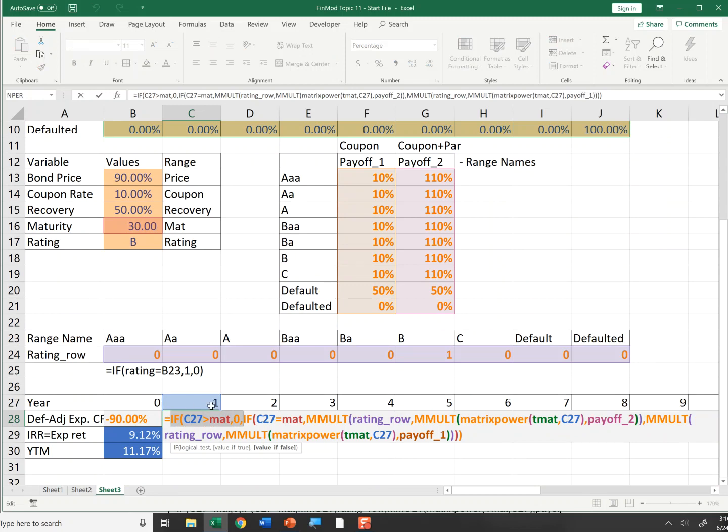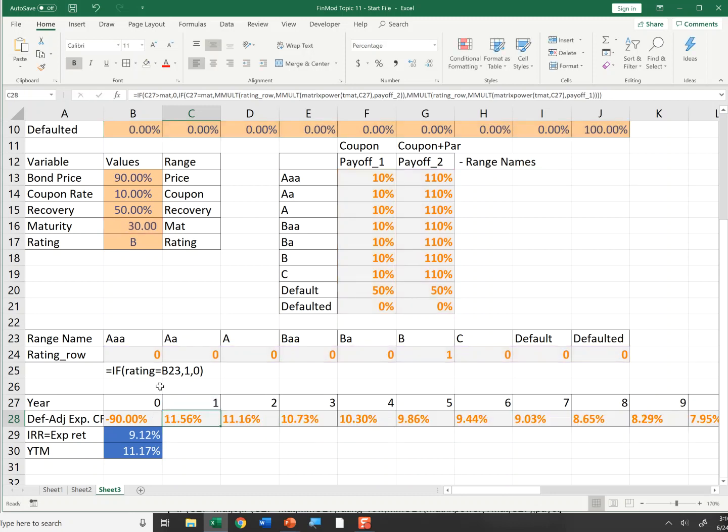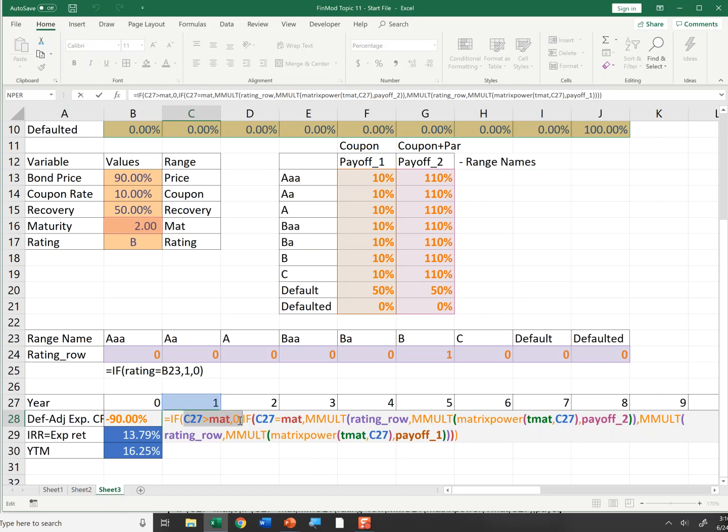So if the current period is greater than the maturity, 30 years, the cash flow is 0. This is why, if I make this a 2-year bond, these cash flows in years 3, 4, 5 through 30 all turn out to be 0. That's because if it's matured, make it 0. Now there are 2 other conditional statements here. If it's matured, make it 0.